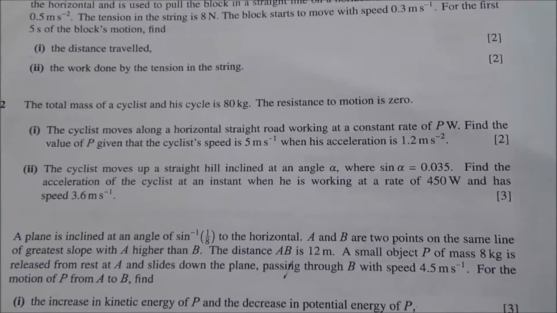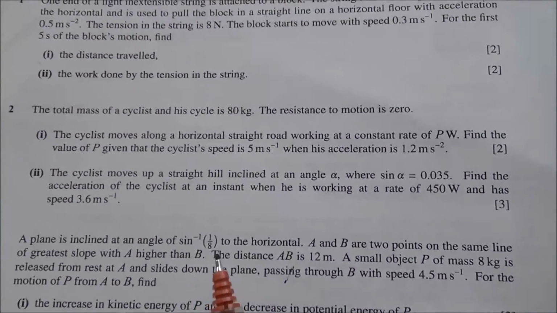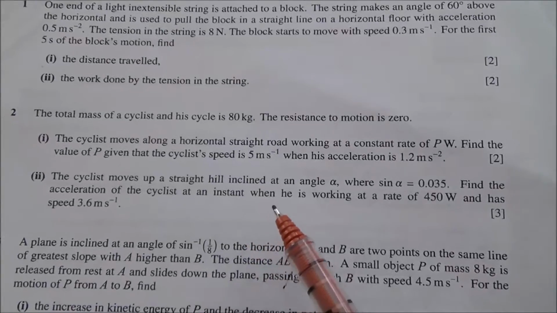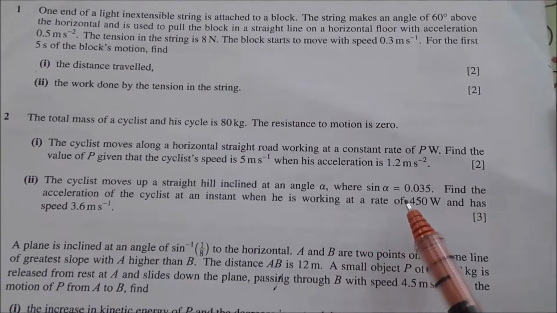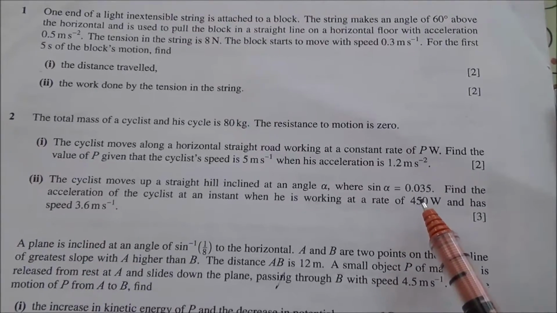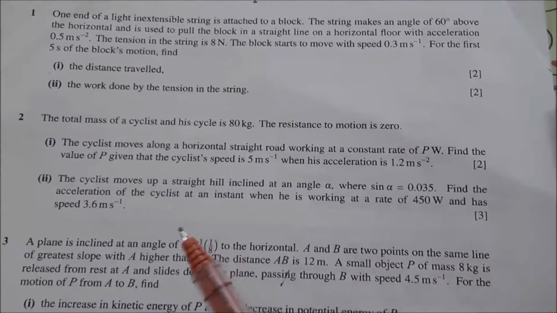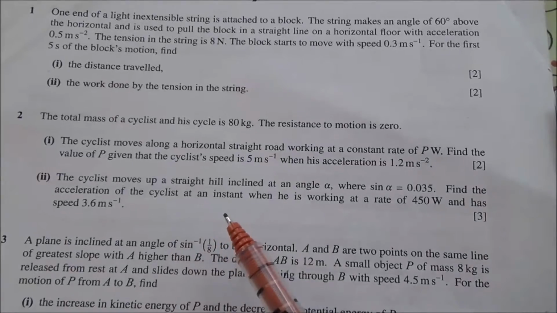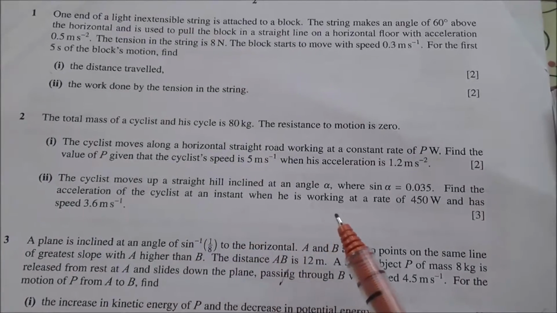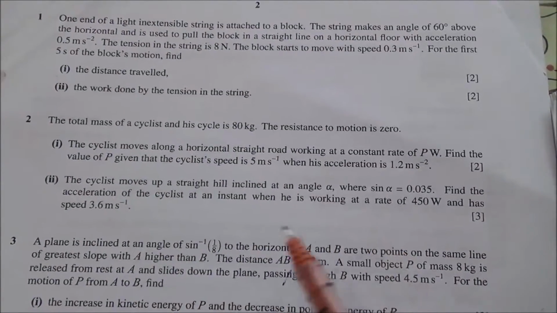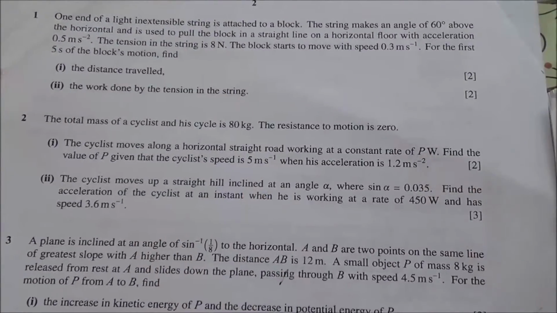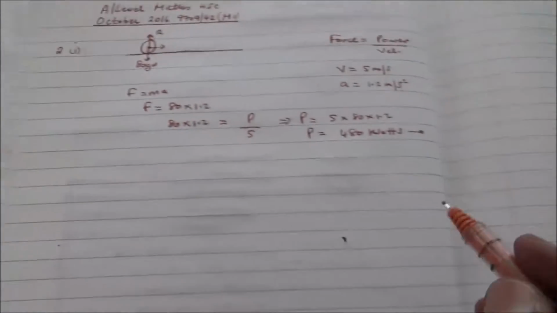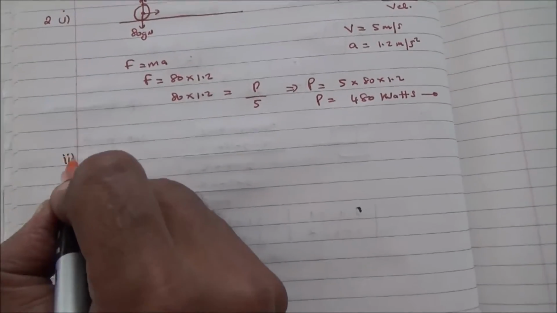Now, for the second part of the question, the cyclist moves up a straight hill inclined at an angle of theta, where the sine of theta is equal to 0.035. Find the acceleration of the cyclist at an instant when he's working at a rate of 450 watts and has a speed of 3.6 meters per second. Okay, let's just move on to the second part of the question.